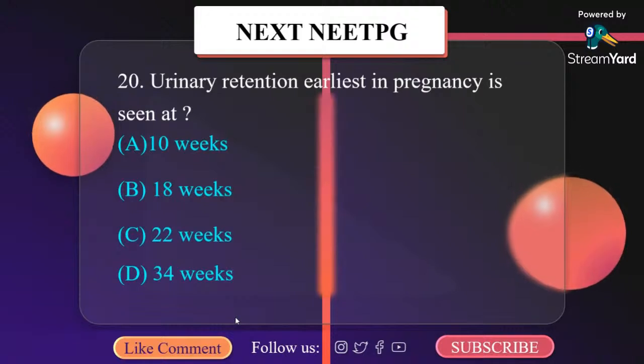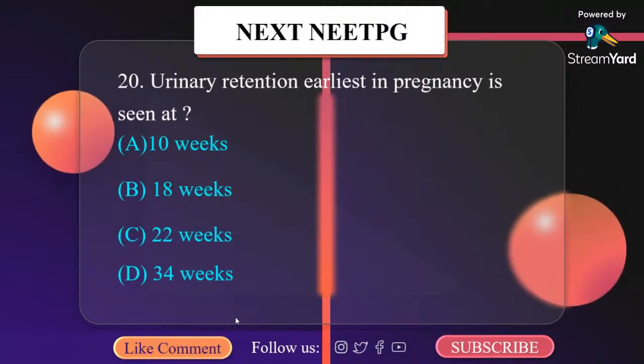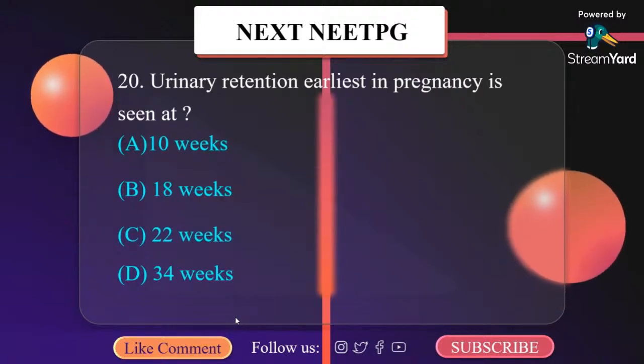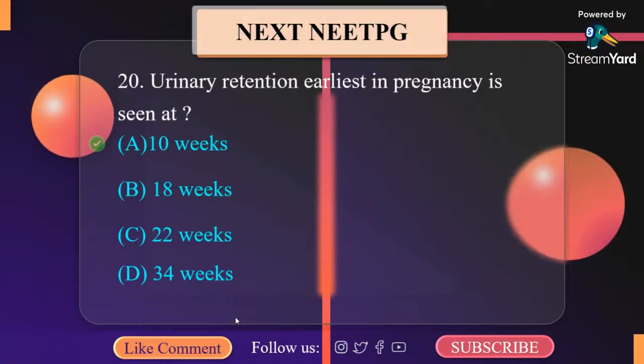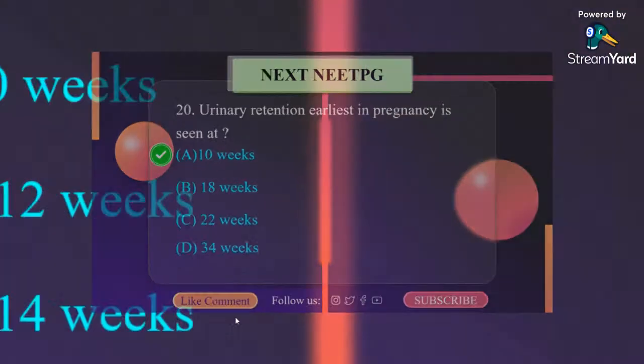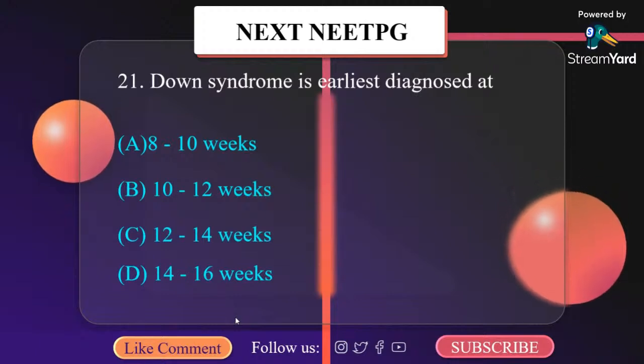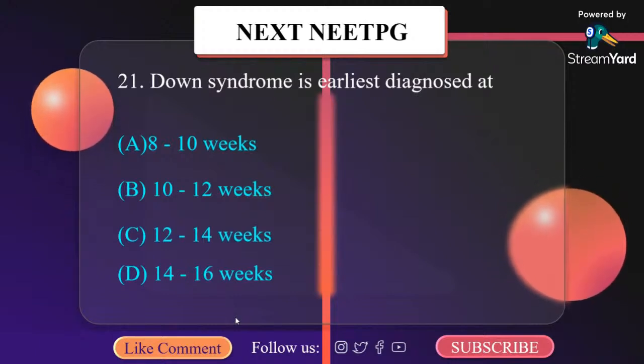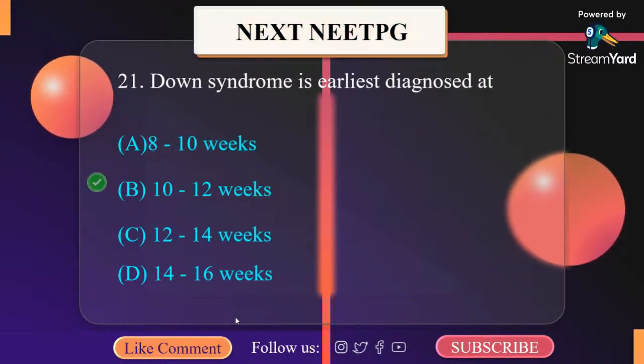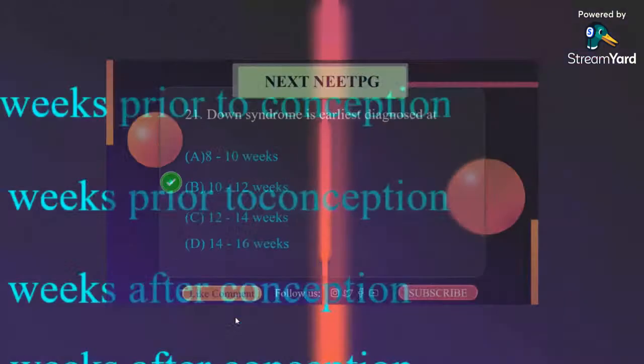Urinary retention earliest in pregnancy is seen at A. 10 weeks, B. 18 weeks, C. 22 weeks, D. 34 weeks. It is 10 weeks. Down syndrome is earliest diagnosed at A. 8 to 10 weeks, B. 10 to 12 weeks, C. 12 to 14 weeks, D. 14 to 16 weeks. It is 10 to 12 weeks.